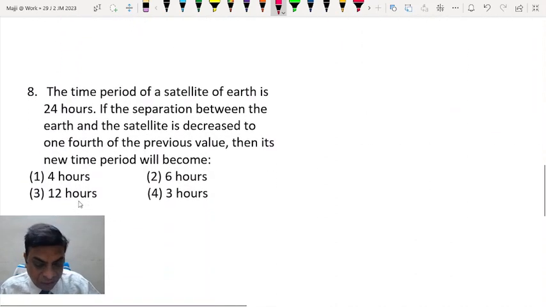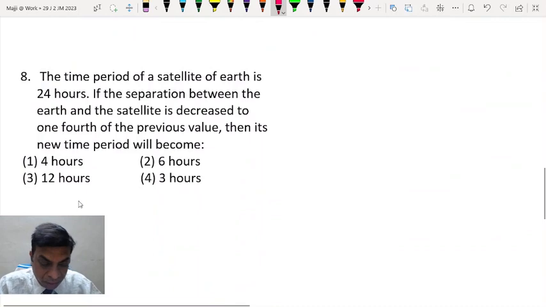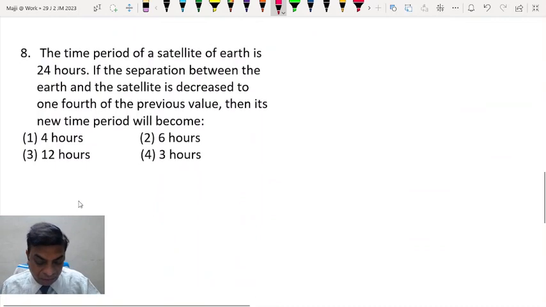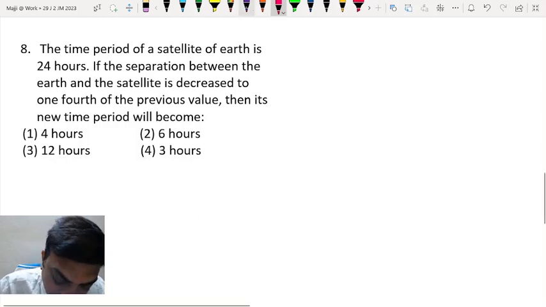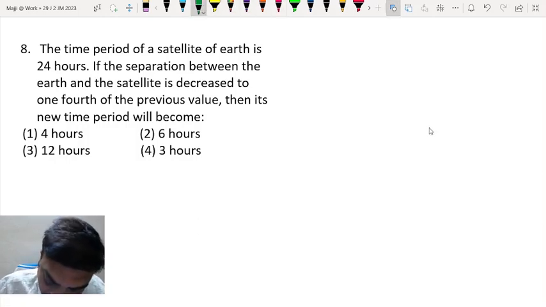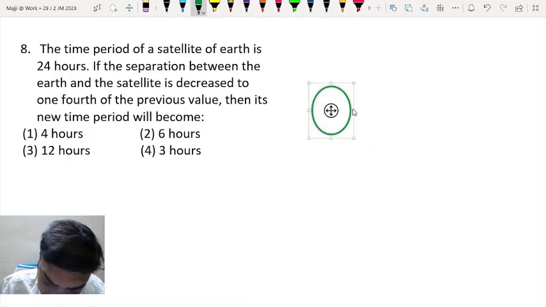Then moving on to the next question. The time period of a satellite of Earth is 24 hours. If the separation between Earth and satellite is decreased to 1/4 of the previous value, then its new time period will be. This is simply based on Kepler's laws.